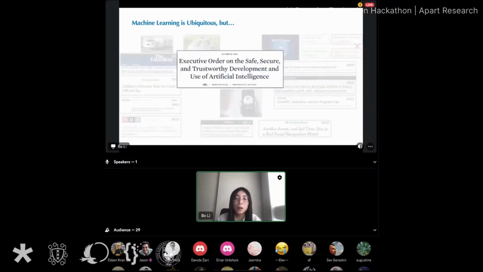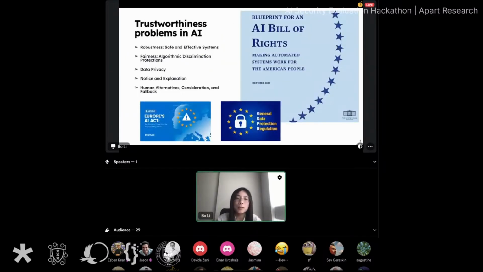Many of you have also seen the executive order from the White House last year, emphasizing the importance of safe, secure, and trustworthy development of platforms. In addition, there are other regulations helping to govern AI safety, including the EU AI Act, GDPR in the past, particularly for privacy, and the AI Bill of Rights, which emphasizes robustness, fairness, privacy, explanation, and human in the loop. And there are many more on the way.